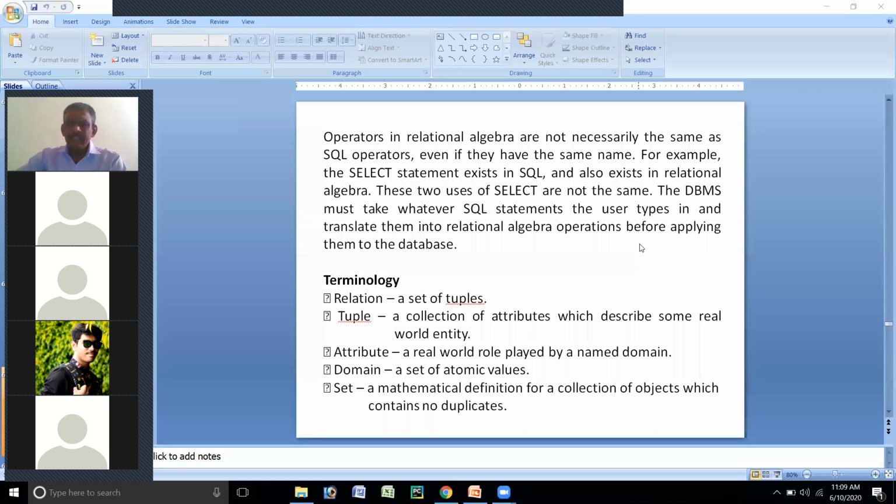The DBMS must take whatever SQL statements the user types in and translate them into relational algebra operations before applying them to the database. In a DBMS, what happens? Whatever SQL statement the user enters will be translated into relational algebra operations before applying them to the database. The user instructions are converted.